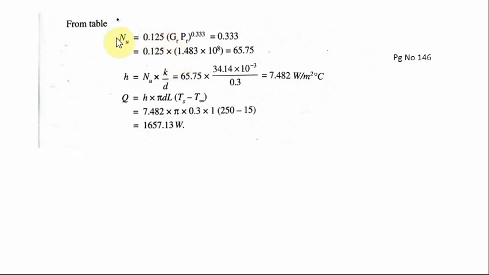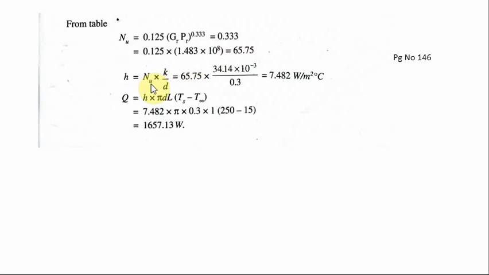This is the general equation for Nusselt number is C into GrPr raised to M. The value of the C and M can be obtained from the range of Rayleigh number value. Since the Rayleigh number value is coming in 10 raised to 8 from the data table, we can get the value of C as 0.125 and M as 0.33. So this is in page number 146, section 3.1.